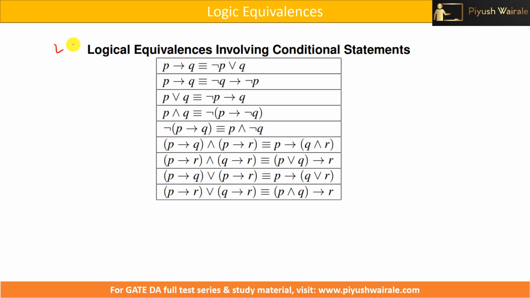Then the logical equivalence involving conditional statements, that is, P implies Q. P implies Q is equivalent to negation of P or Q. P implies Q is equivalent to negation of Q implies negation of P. So this is what we have discussed, that is the contrapositive. And you can see the same for the other equivalence rules also. If you observe, the first few are important, and the rest you can directly prove based on what we have discussed just now.